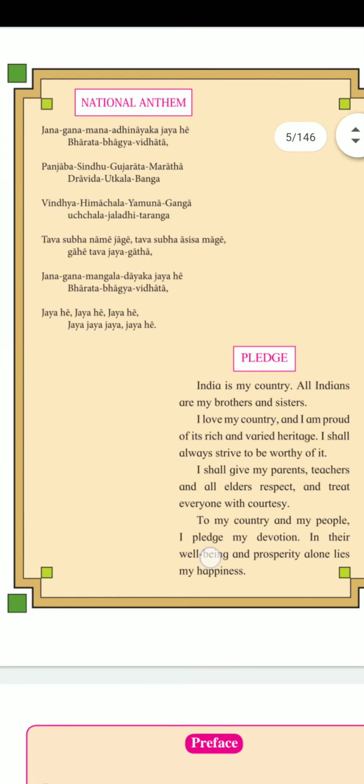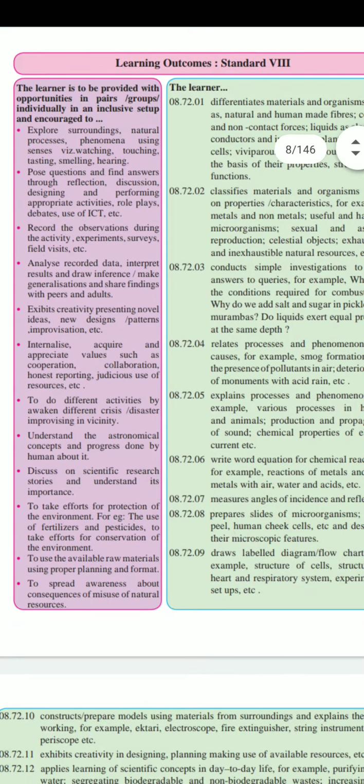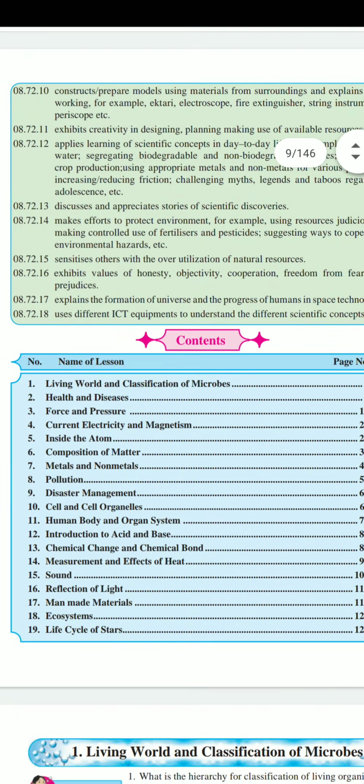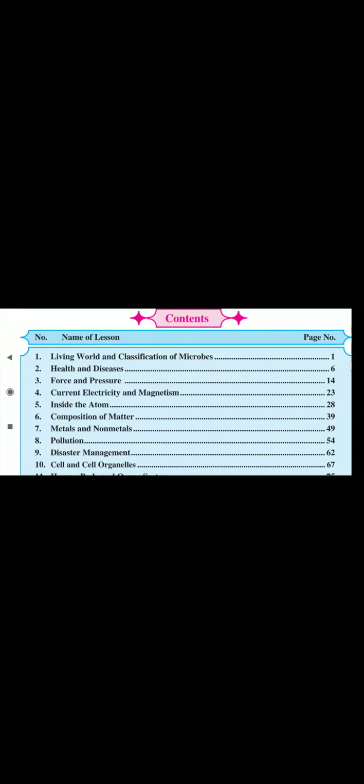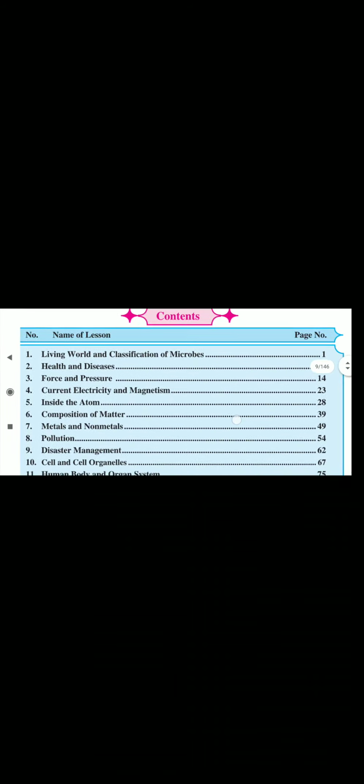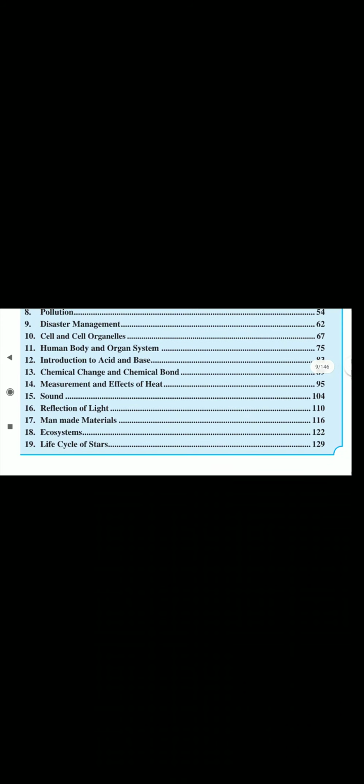After that, there are some pages, and then you will see our index. In this index you see a list of lessons, and there are 19 lessons. Inside these 19 lessons, some are related to biology, some to chemistry, and some to physics.